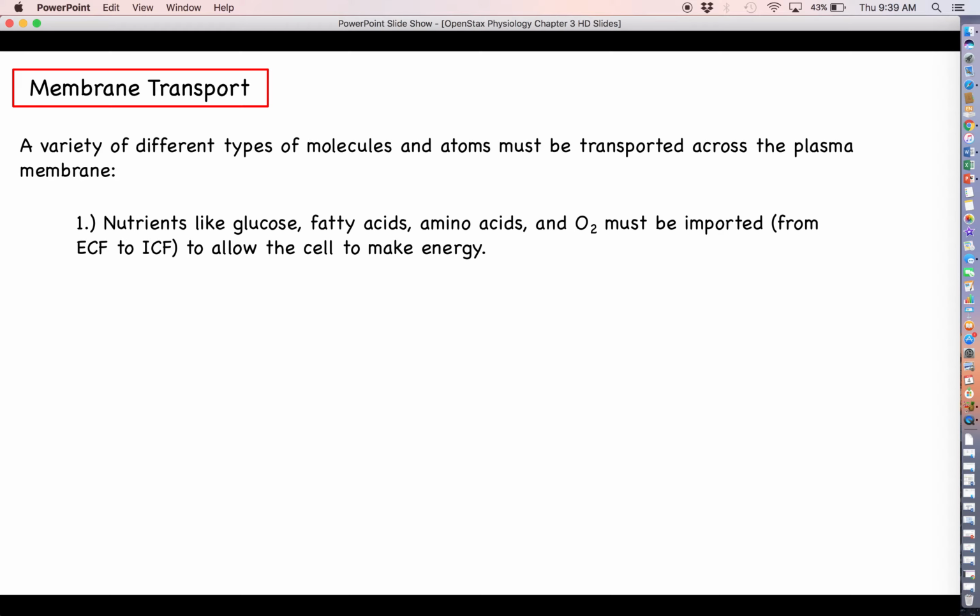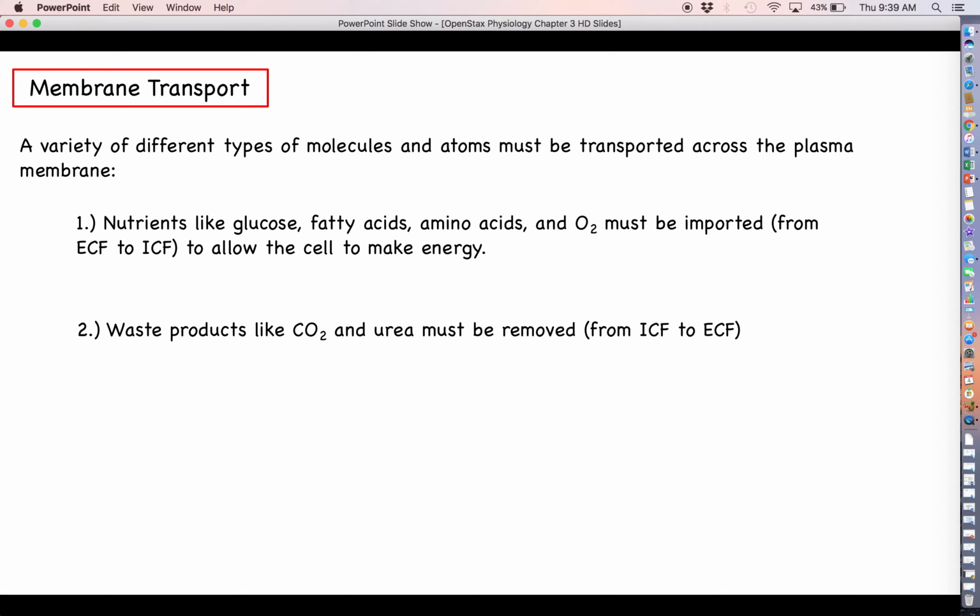So, for example, nutrients like glucose, fatty acids, amino acids, things that we get from the food that we eat, and even oxygen from the air that we breathe, these sorts of things have to be imported from the extracellular fluid into the inside of the cell so that we can use cellular respiration to make energy for ourselves. If these things could not get through the plasma membrane, none of that would be possible, right?